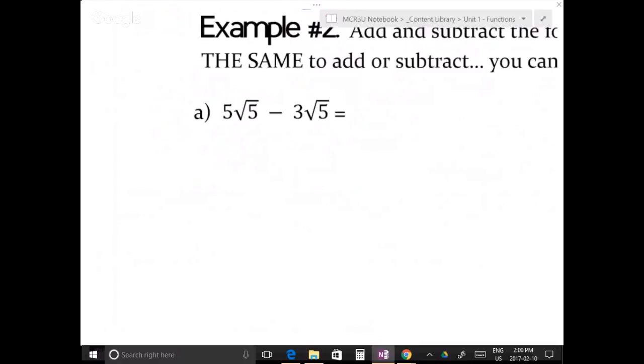If this was 5x minus 3x, you'd know exactly how to do it. What would the answer be? 2x, right? You just collect like terms. Now, instead of x's, we have root 5s. But the principle holds. What's the answer going to be? 2 root 5. Yeah. If Johnny has 5 root 5s, and Tim beats him up in the schoolyard to steal 3 of his root 5s.